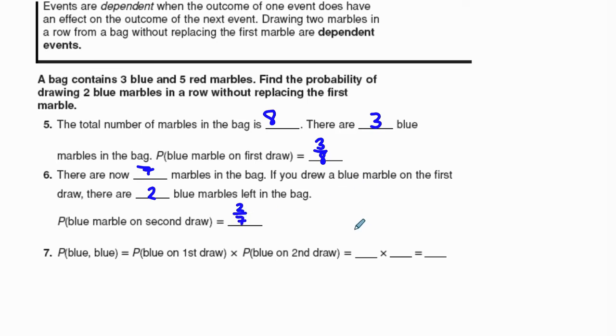So to find the probability of both, we can multiply that together. We can do 3 out of 8 times 2 out of 7. If you multiply straight across, 3 times 2 is 6. 8 times 7 is 56. We can divide both of these by 2 to get 3 over 28. And then let's see what that would be as a percent. So we do 3 divided by 28, and we get, to the nearest tenth of a percent, 10.7% approximately.